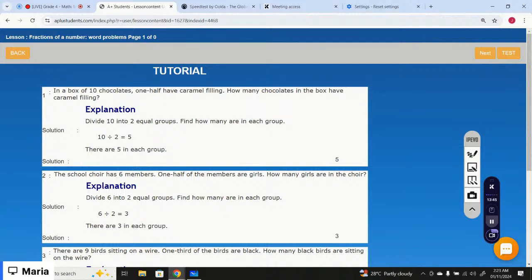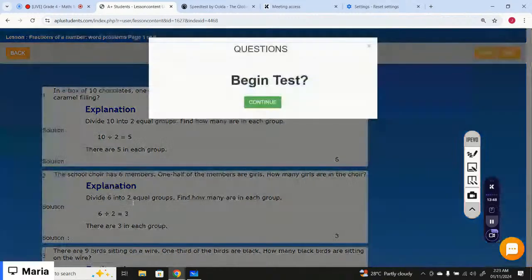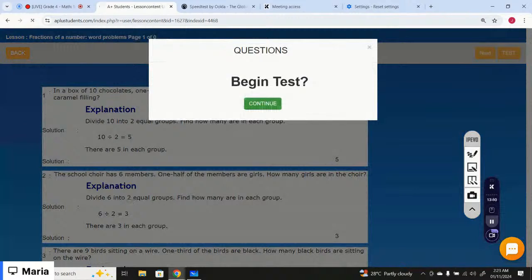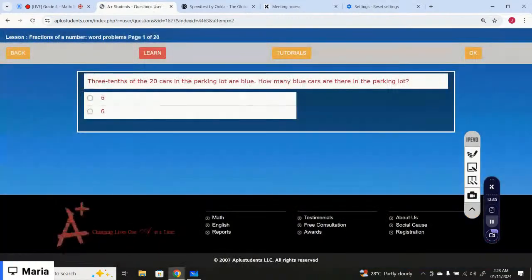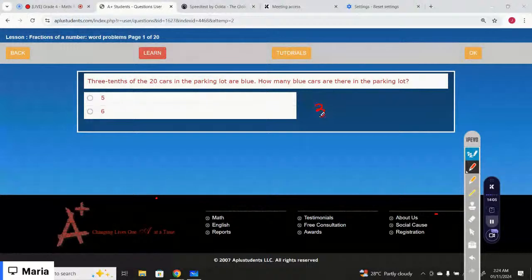Let's just start with the test questions. 3/10 of 20 cars in the parking lot are blue. How many blue cars are there in the parking? So how many cars? 3/10. So you have to do 3 by 10 times 20 because you have 20 cars in the parking, right?